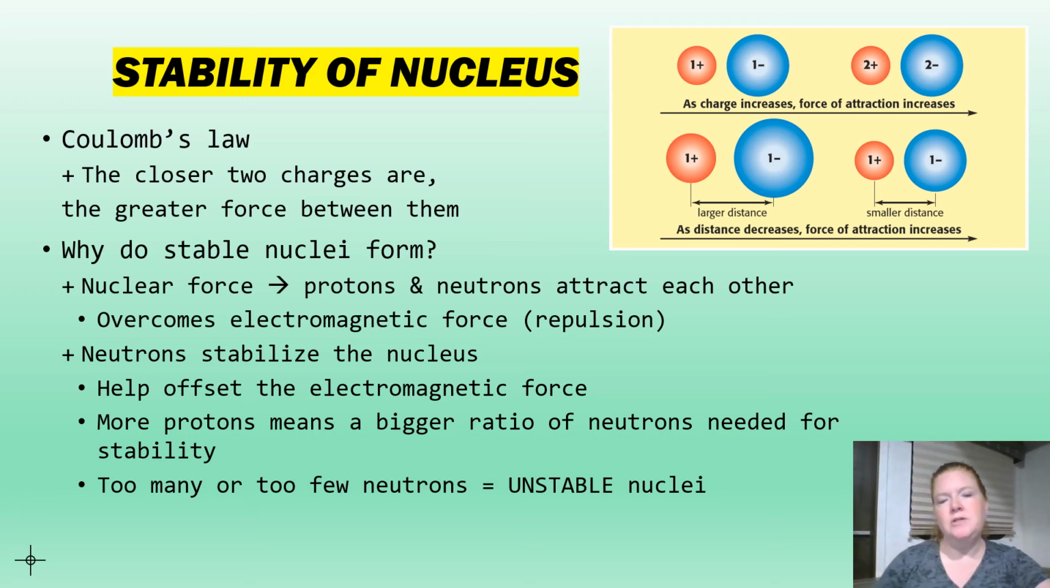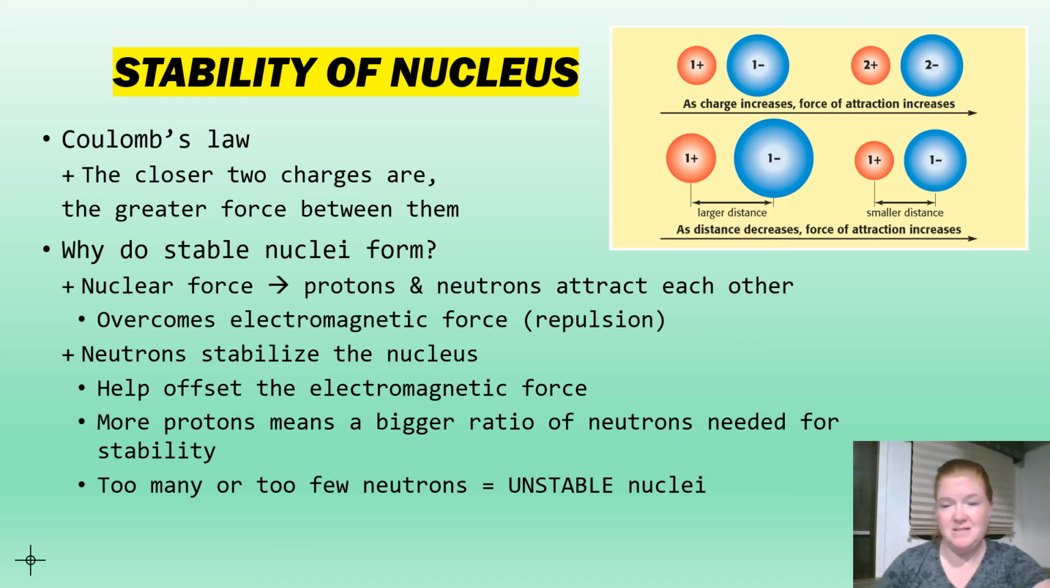So why do stable nuclei actually form then? Why do we even have atoms? Well, there's a force called nuclear force, and that means protons and neutrons actually will attract each other. And it helps to overcome the electromagnetic force, the repulsion of two positives pushing each other away. So neutrons play a vital role in stabilizing the nucleus.